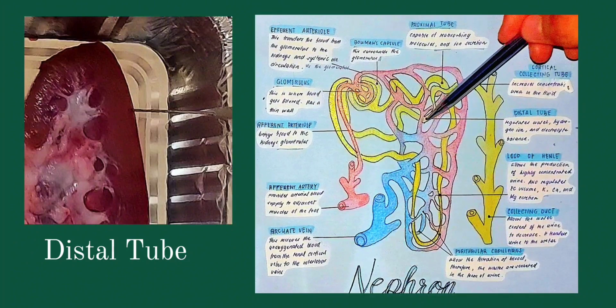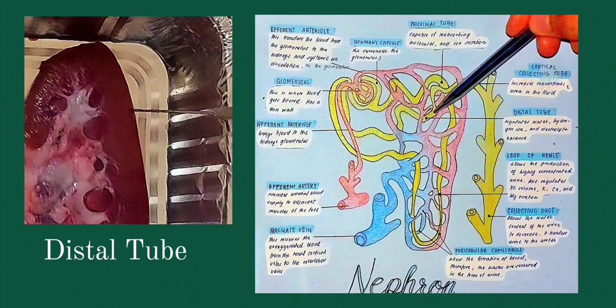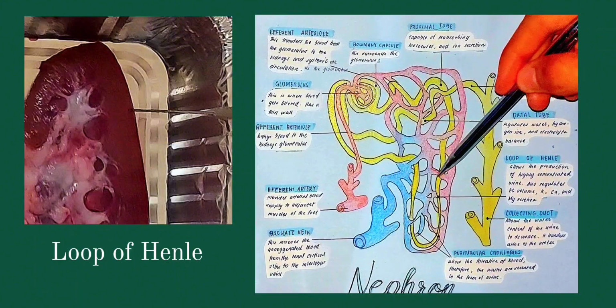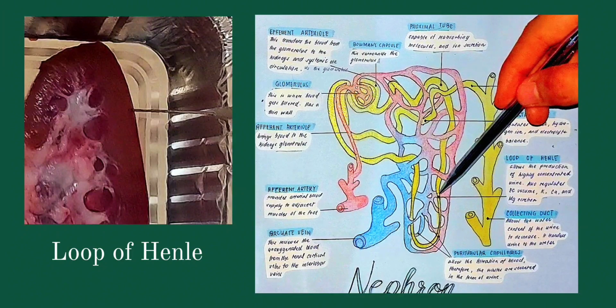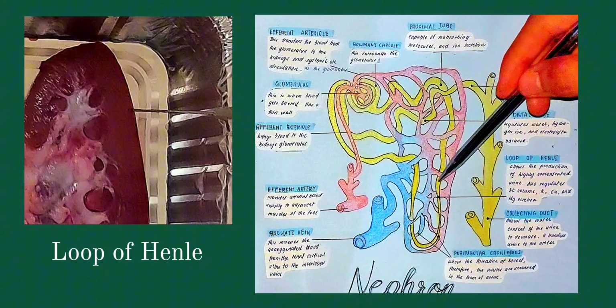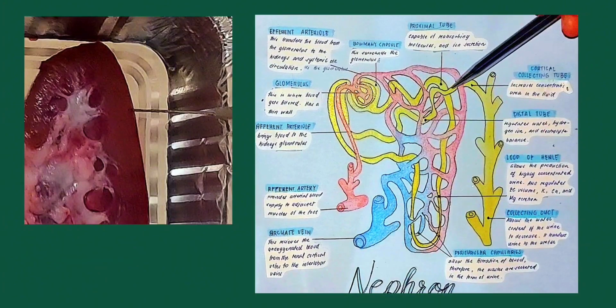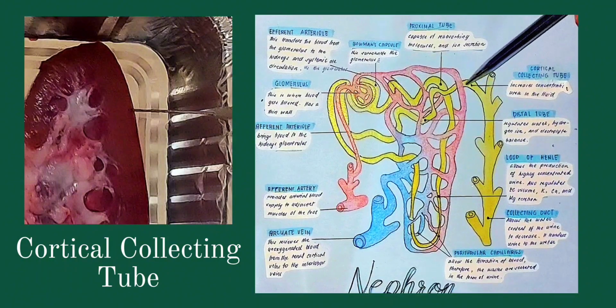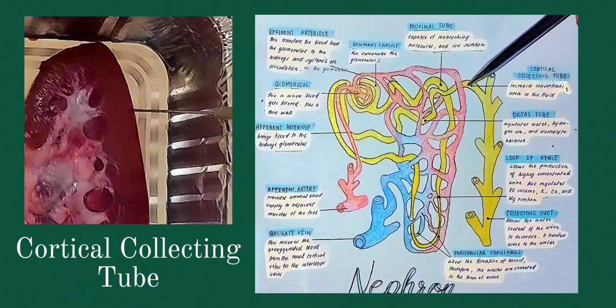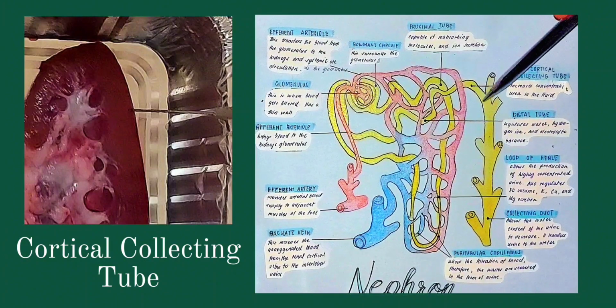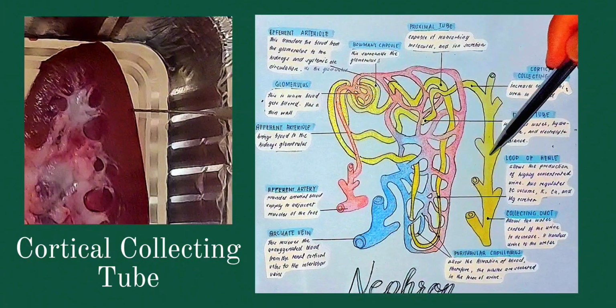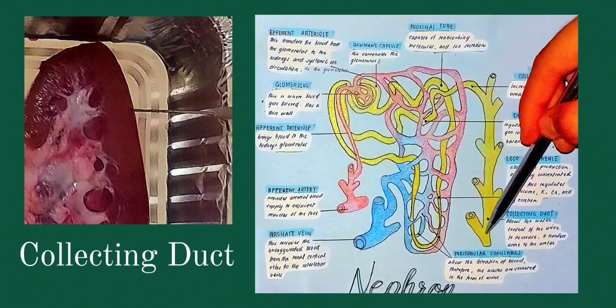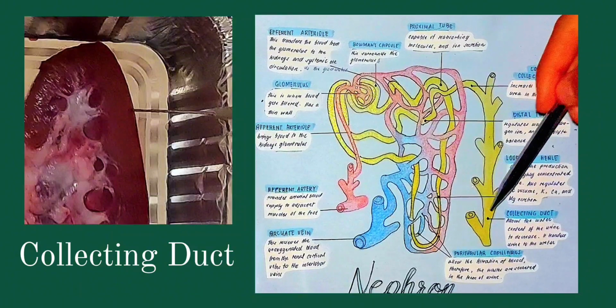We also have the distal tube, which is responsible for regulating the water, hydrogen ion, and electrolyte balance. We also have the loop of Henle, which allows the production of highly concentrated urine as it reabsorbs water and sodium chloride from the filtrate. We also have the cortical collecting tube. This increases the concentration of urea in the fluid and the fractional solute contribution and delivers it to the outer medullary collecting duct. This collecting duct allows the water content of the urine to decrease through the process of osmosis.